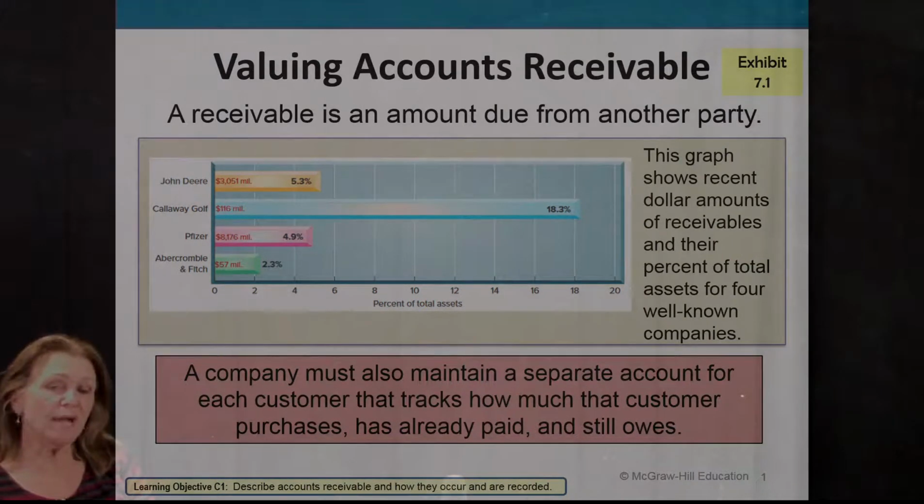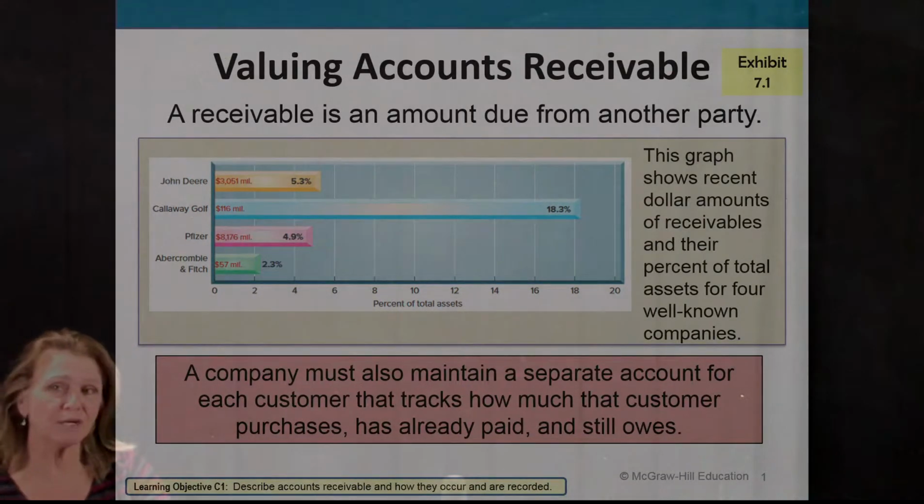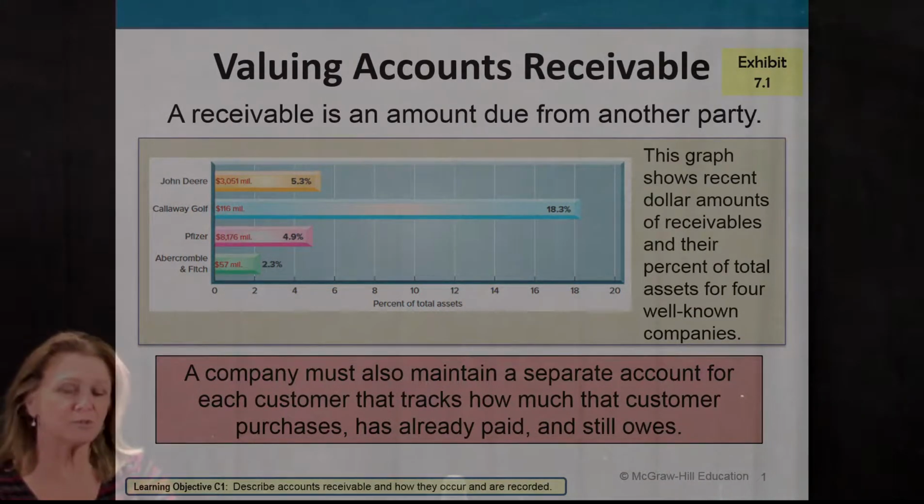So there has to be a way that a company tracks what amount of accounts receivable they're not going to receive. So that's what we're going to talk about in this chapter. And at the very end, we're going to talk about calculating interest for notes receivable.